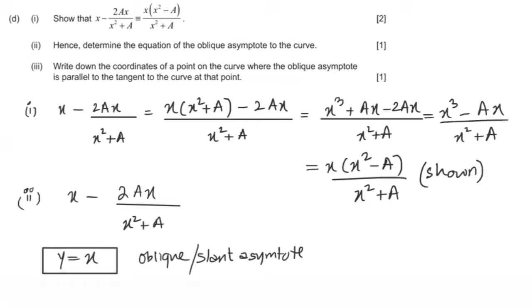Okay, now the third part, they're saying write down the coordinates of the point on the curve where the oblique asymptote is parallel to the tangent to the curve at that point.